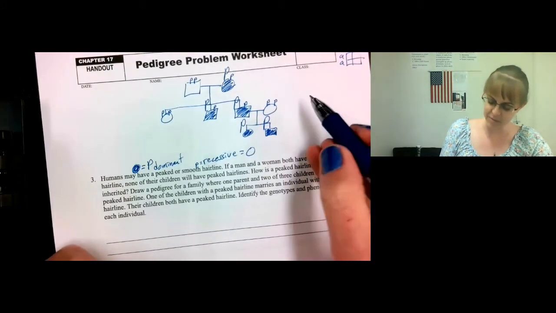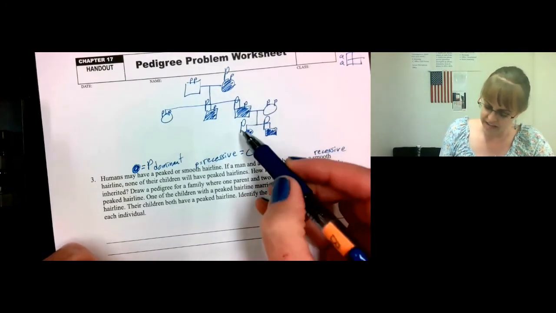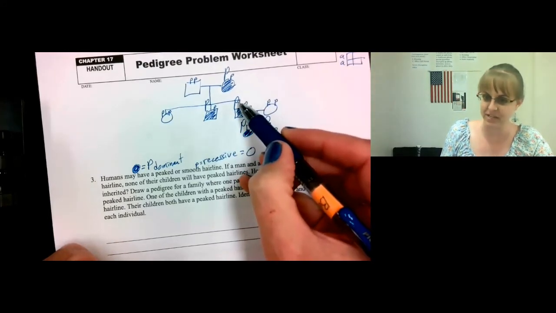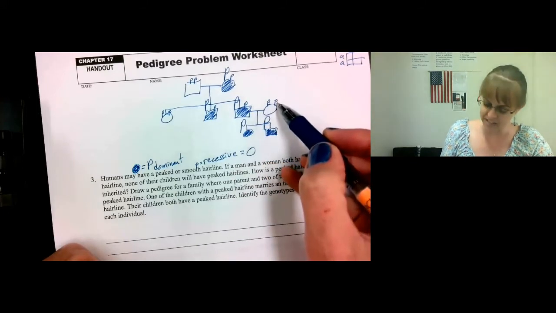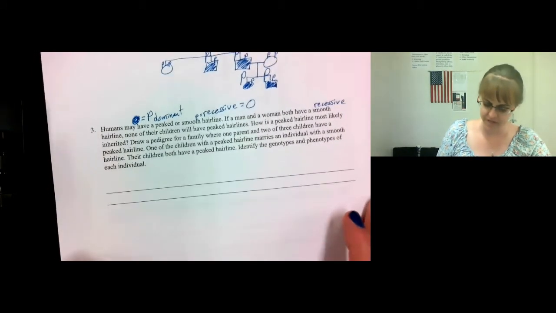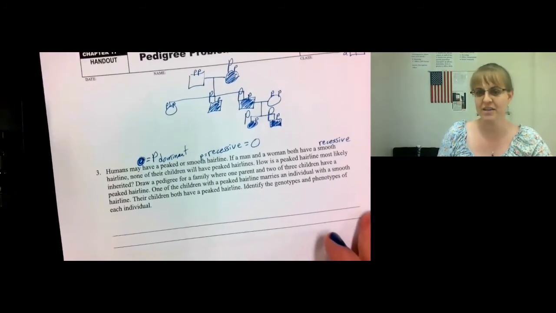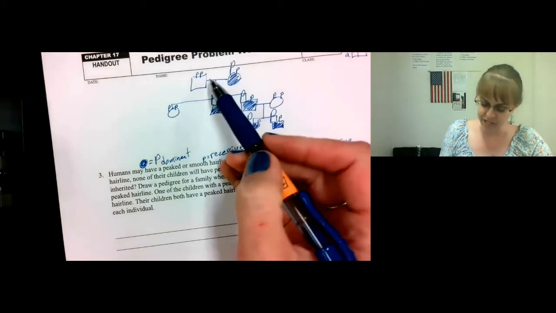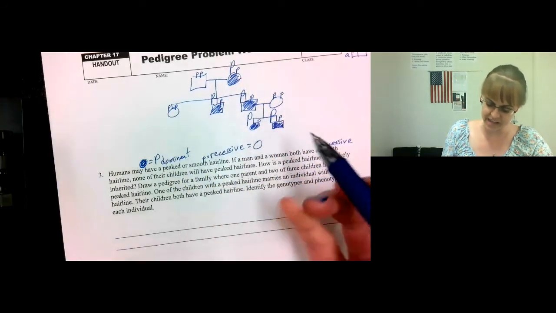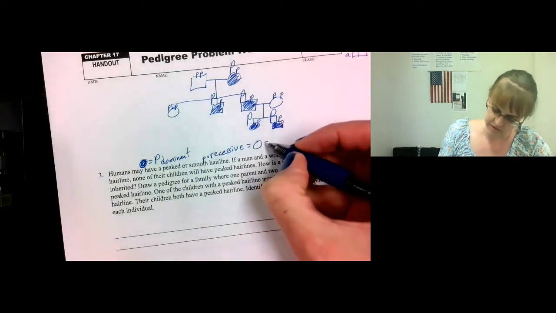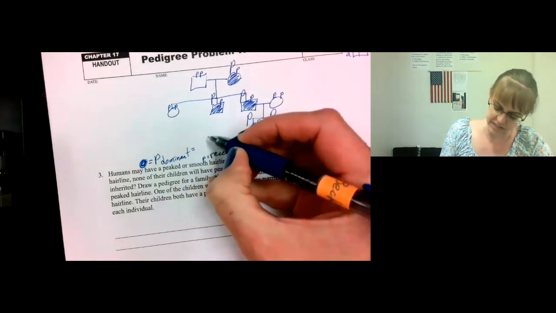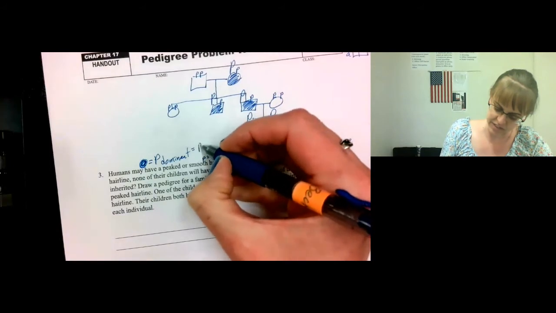Okay, now let's keep going. They each inherited a capital P. The capital P had to come from this parent. Therefore, this parent had to pass on the lowercase p. So we've identified the genotypes, and the phenotype is colored in or not. So this is a smooth hairline, and so this colored in is dominant, which is peaked.